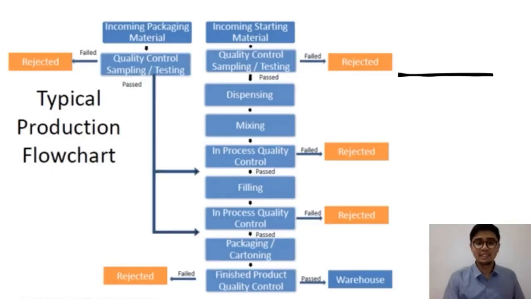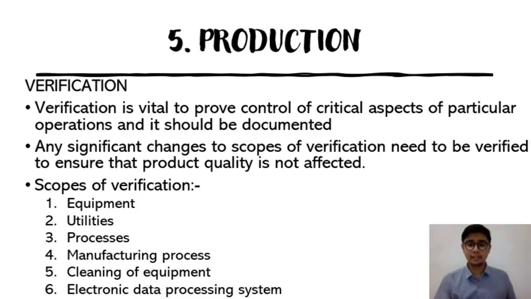This is a typical production flowchart from the incoming starting materials until the finished product. Production department is a complex system that accommodates various equipment, utilities, cleaning equipment, and electronic data processing system. It is also a place where various manufacturing processes and packaging processes happen.